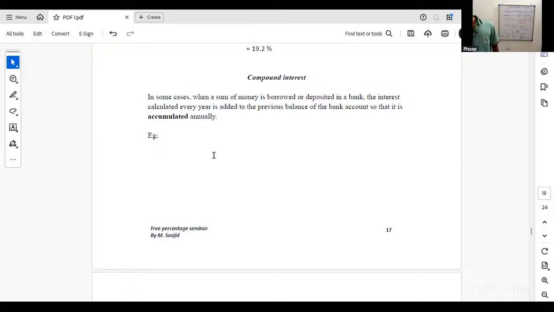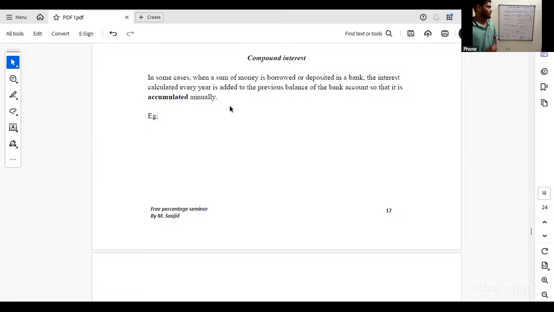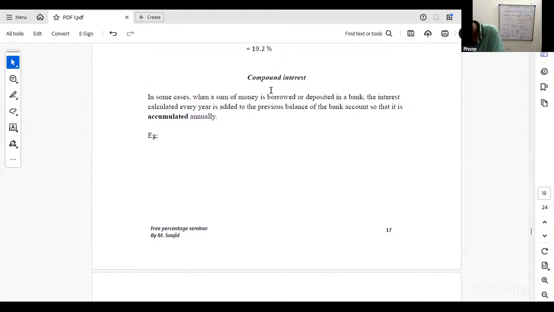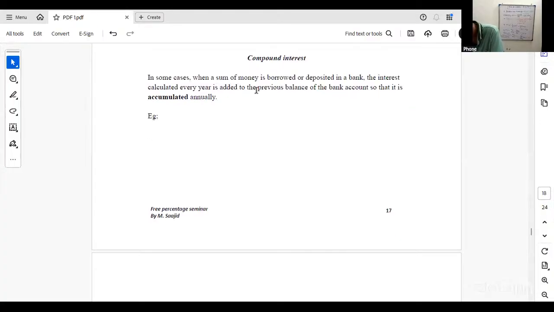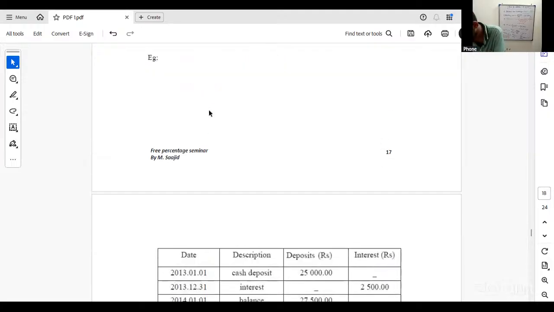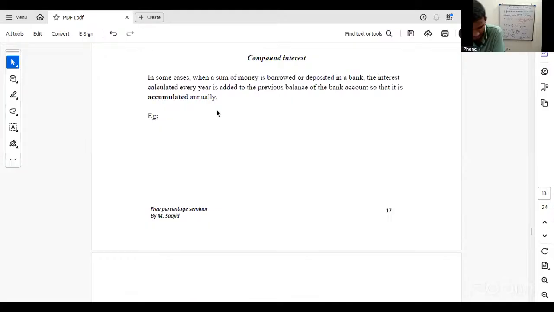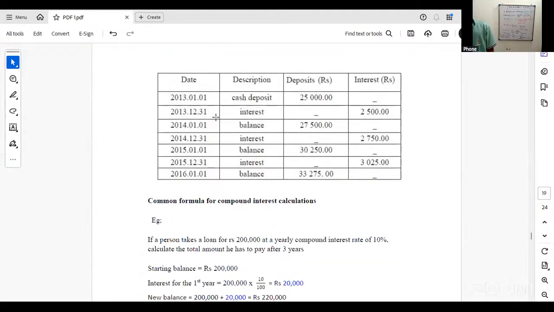Okay, I think it's clear. Right. We can move to compound interest next. Compound interest, page number 17. Compound interest. So in some cases, when a sum of money is borrowed or deposited in the bank, the interest calculated every year is added to the previous balance of the bank account so that it is accumulated annually. Okay. Now, what do you mean by this? Now look at this table.